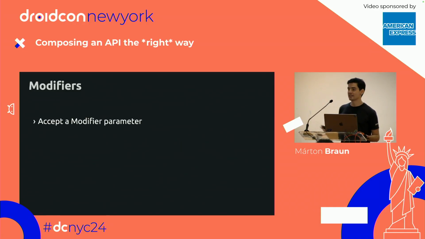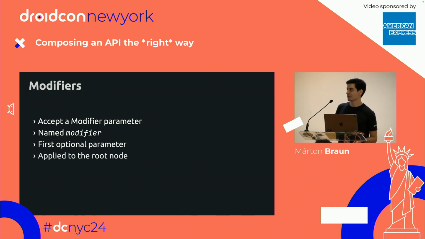In general, nicely designed components should accept a modifier parameter. It should be named modifier by convention. It should be the first optional parameter on the parameter list. It should be applied to the root node, and it should have the default value of modifier. We're going to go through these. So the first two we've kind of already seen.